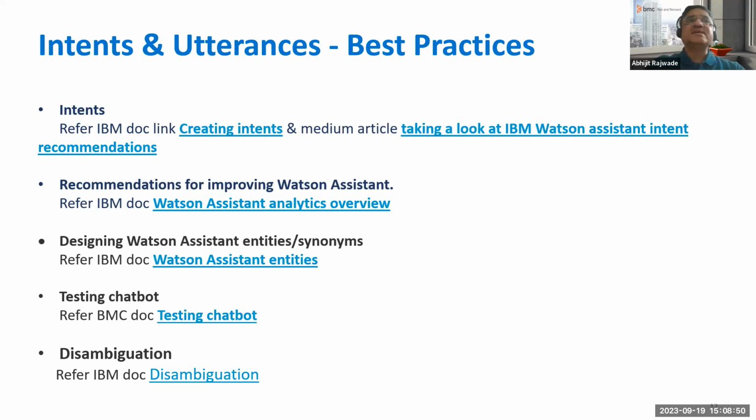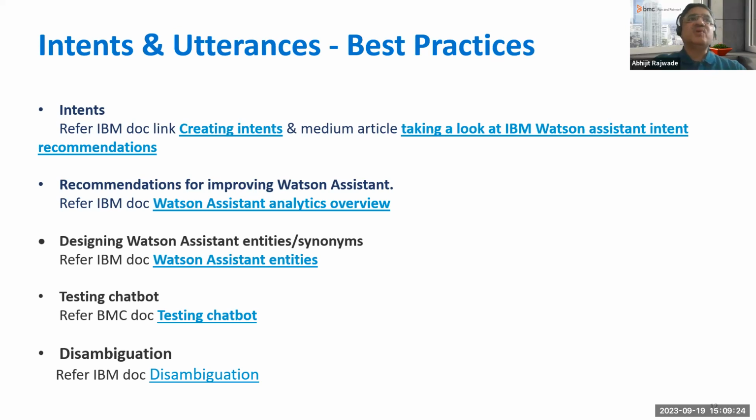The next set of links is about how to define Watson Assistant entities and synonyms. An entity is anything which is of interest for a particular conversation. Typically it may be, say, the name of a person, the name of a place, a date, an amount, etc. This particular link will tell you how to define the entities and how to define synonyms, that is, similar sounding words which mean the same thing.